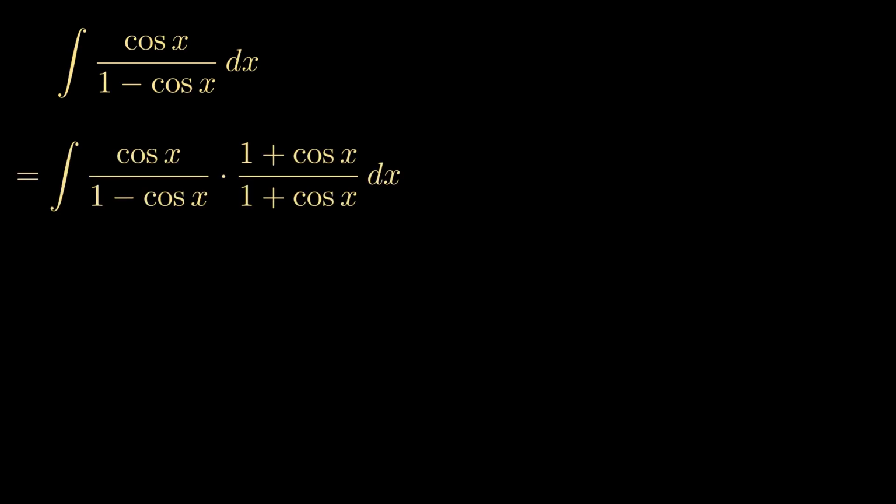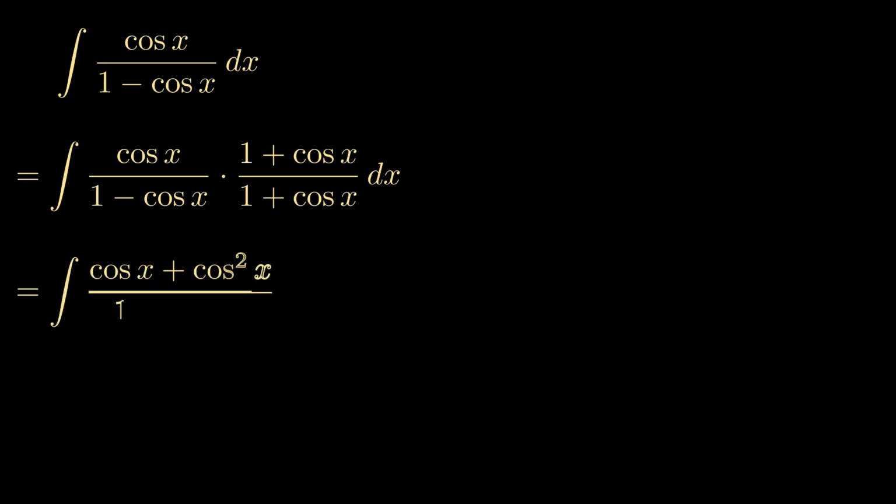How do we do the integral of cosine of x over 1 minus cosine of x? The first thing we can do is multiply both the numerator and denominator by the conjugate of 1 minus cosine of x. So we multiply the integrand throughout by 1 plus cosine of x over 1 plus cosine of x.